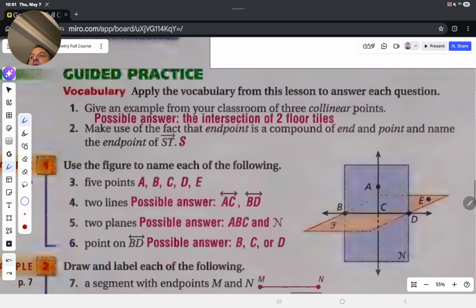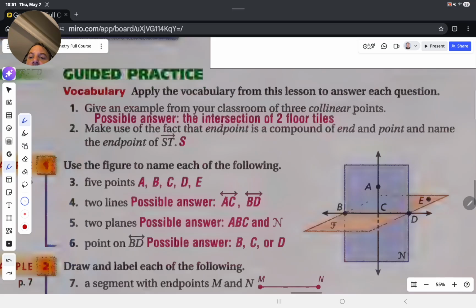All right, now let's take a look here at number 2. We're going to make use of the fact that endpoint is a compound of end and point, and name the endpoint of segment ST. So the word endpoint is made of 2 smaller words, end and point. So an endpoint is literally a point at the end.